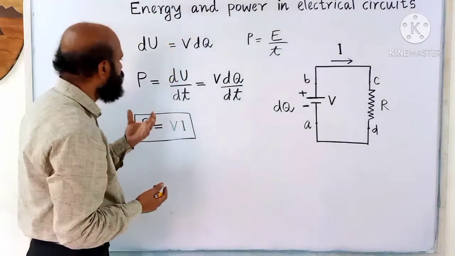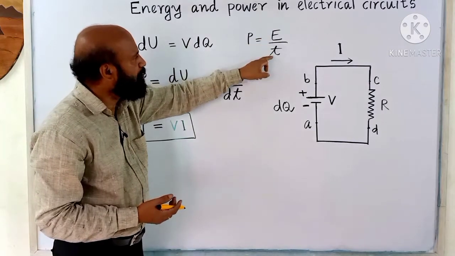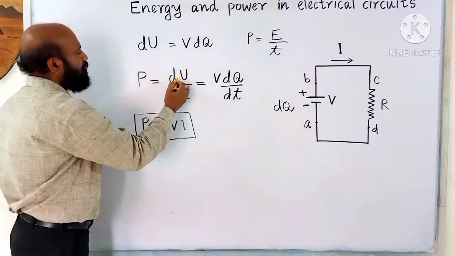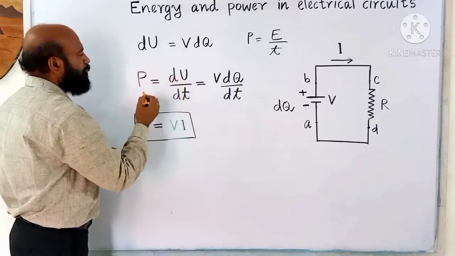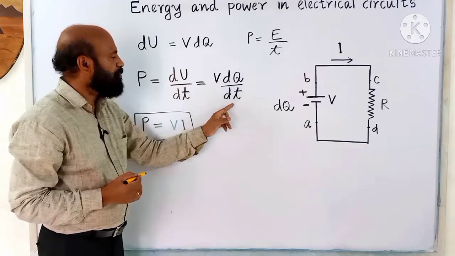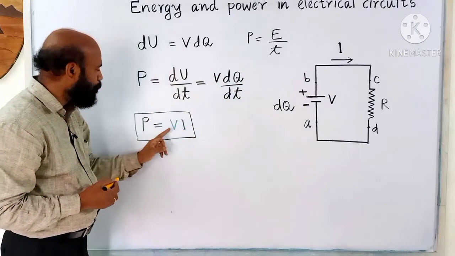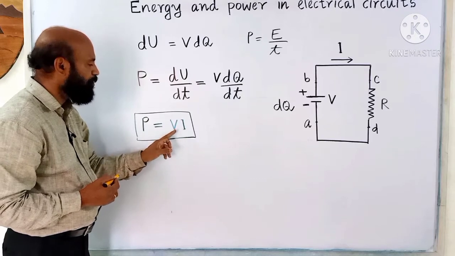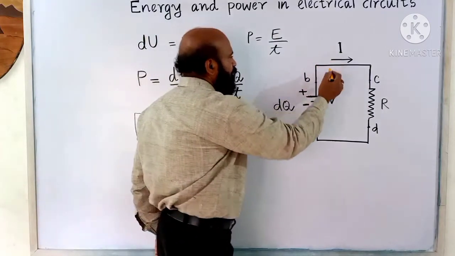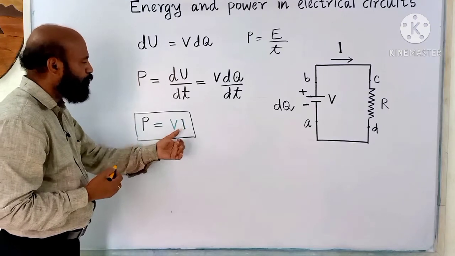So rate of energy delivered is known as power. Power is E by T, energy by time. So for energy we can write dU. So P is equal to dU by dt. For dU we can write V into dq. dq by dt is the rate of flow of charge. So rate of flow of charge is current. So power is V into I, where V is the potential difference and I is the current flowing through this resistance. So power is equal to V into I.